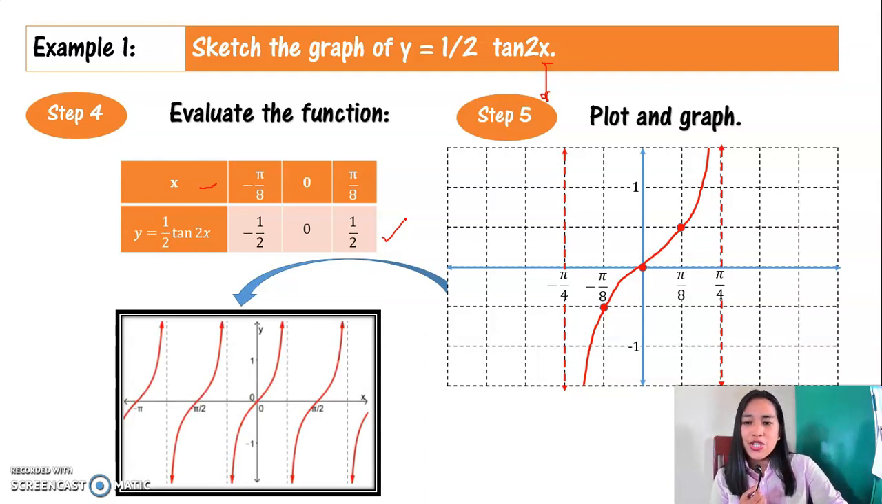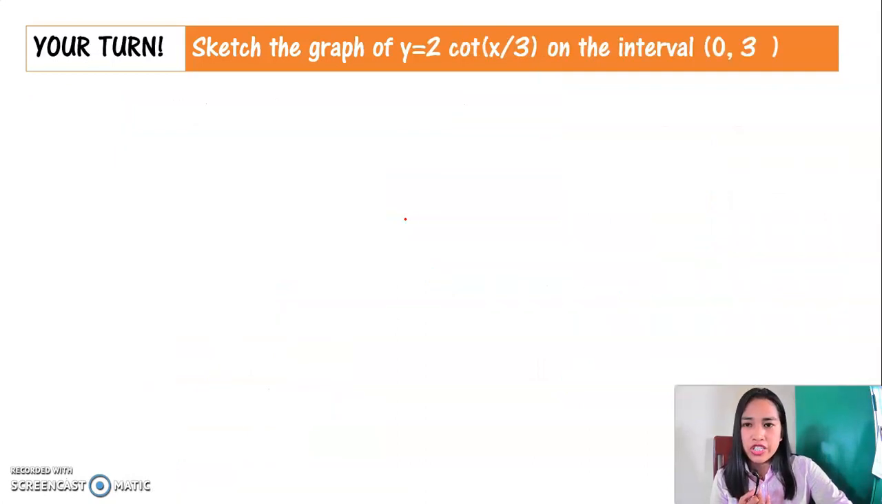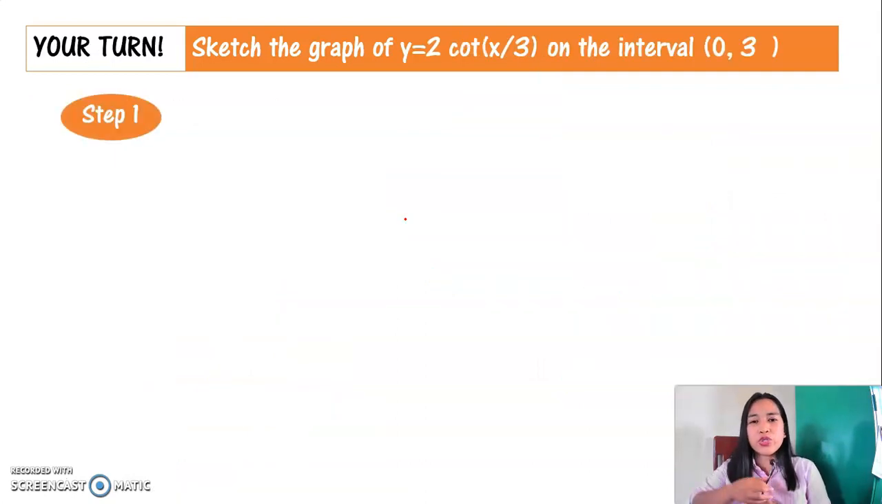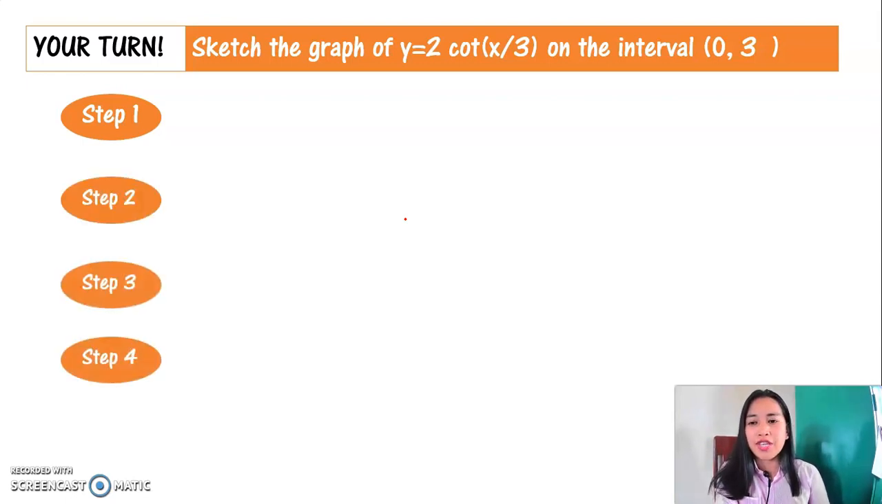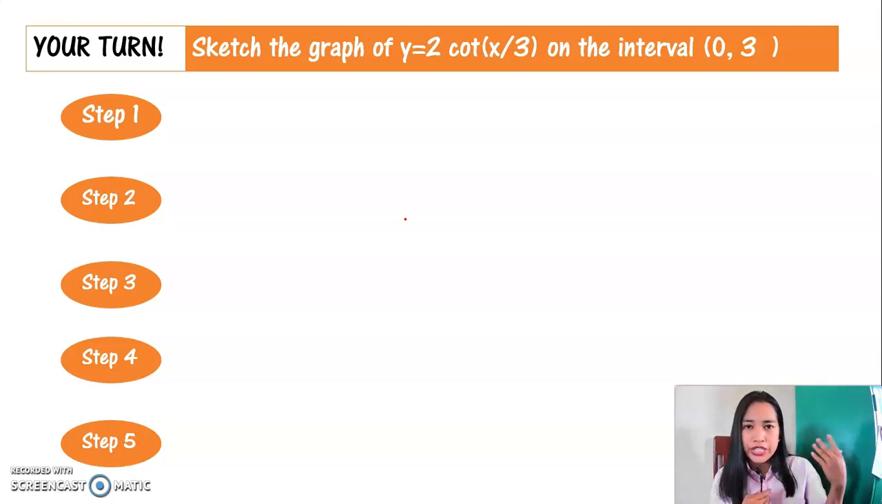Okay. So, this is the end of my discussion. Now, it's your turn to sketch the graph of y is equal to 2 cotangent x over 3 on the interval 0, 3. So, there is no solution for this because I want you to solve this on your own. So, if you have the answer, pwede rin yun i-submit sa akoa through personal message on my Facebook account.